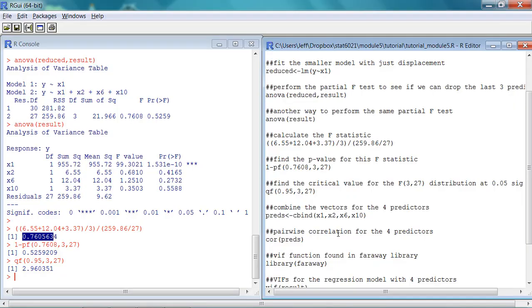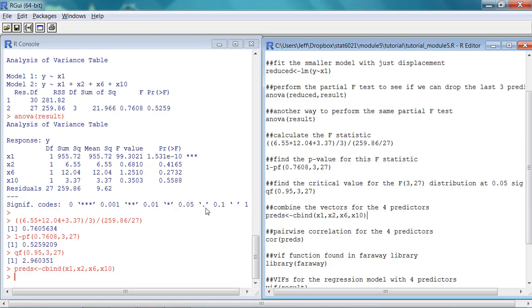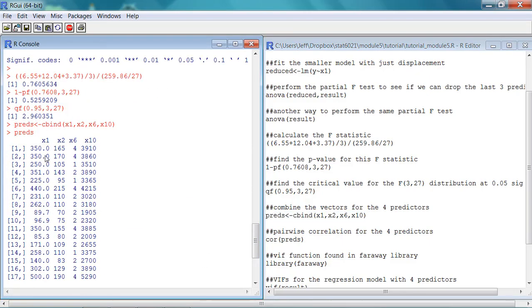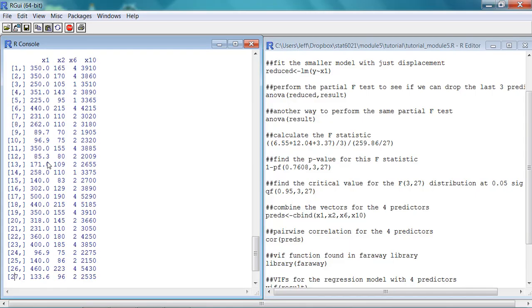So one way we could do is to compare all the correlations between all possible paths between the 4 predictors. One way I like to do that is to use the cbind function, which just means column bind. That means for all the vectors associated with my predictors, I'm going to bind all of them together. Let me type this, and I'm going to store this inside what I call preds. And if I type that up, you see I have 4 columns, each column corresponding to each predictor.